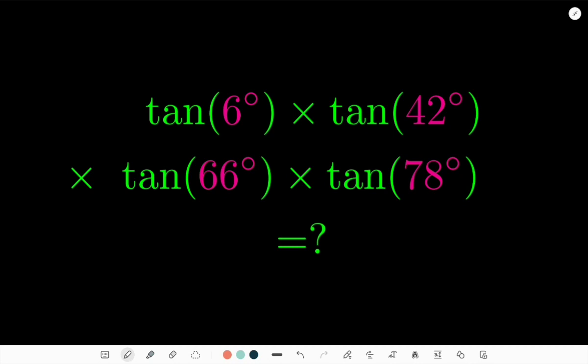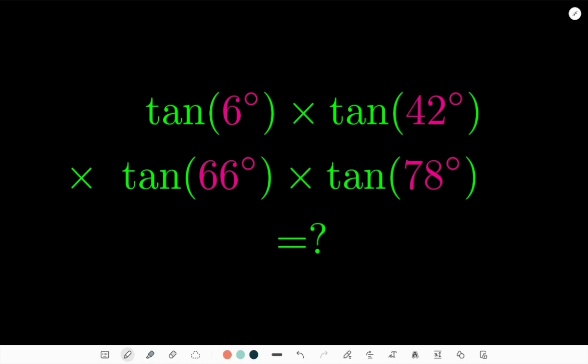In this episode, we are going to tackle the intriguing task of calculating the product of tangents for some truly ugly angles, so to say. So let us see what we can do about this problem. The problem wants us to find the product of tangent of 6 degrees times tangent of 42 times tangent of 66 times tangent of 78. We don't have any formula for these ugly angles, so how can we solve this problem?